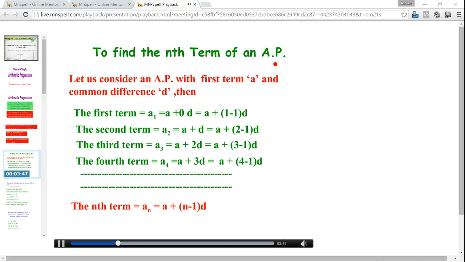Now, to find the nth term of an AP, let us consider an AP whose first term is a and the common difference is d. Then the first term a1 will be equal to a plus 0d. Remember, we are using the formula for the nth term. So the first term has 0d because the difference is 0, and the first term comes out to be a. Now the second term will be a plus 1d. The third term will be a plus 2d, the fourth term will be a plus 3d, and so on.